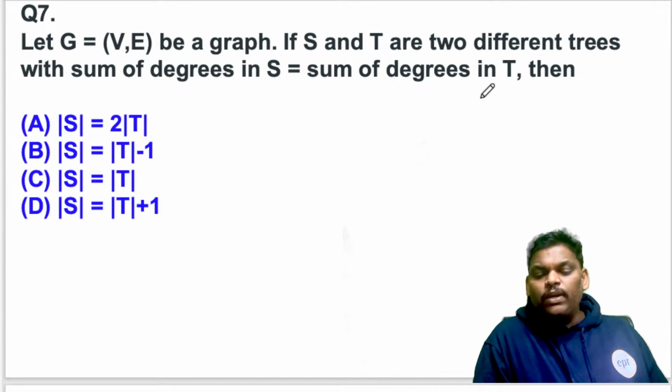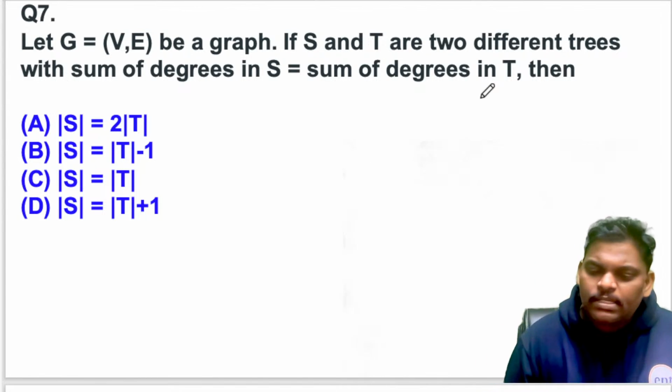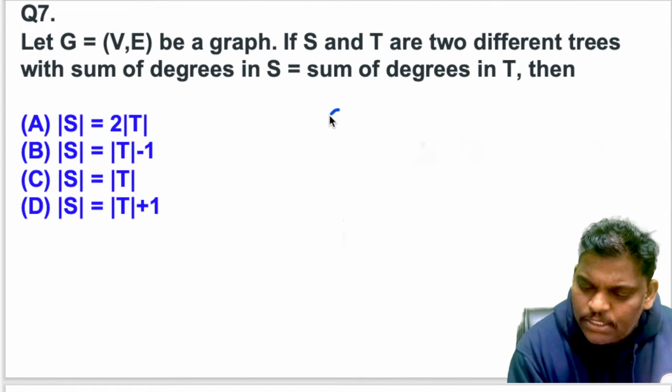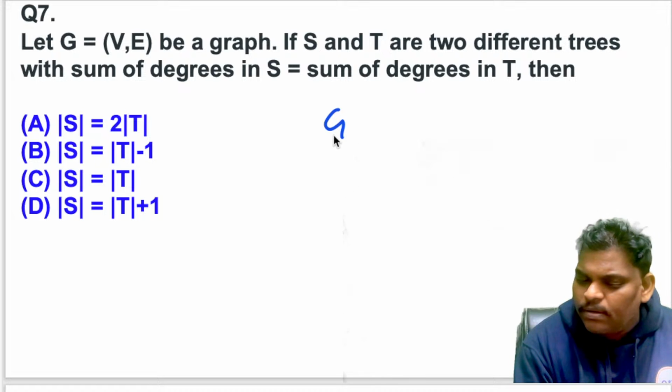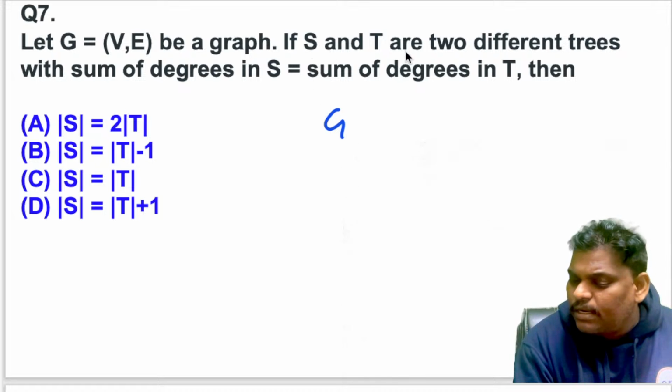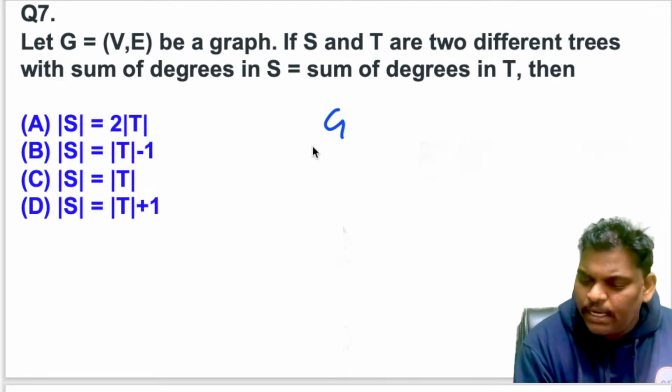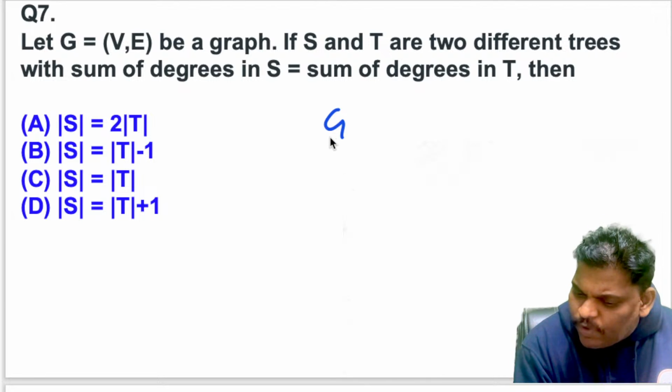Let G equal (V, E) be a graph. If S and T are two different trees with the sum of degrees in S equal to the sum of degrees in T, then what is the relation between them? Now let's see this, everyone listen. It is a graph G, and from the graph G, S and T are two different trees.